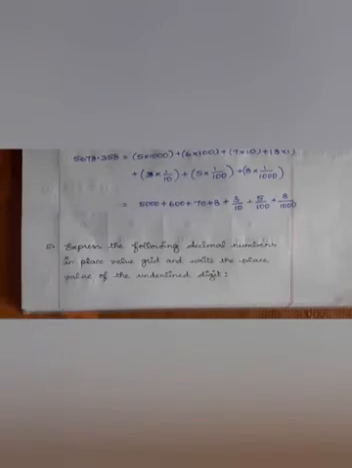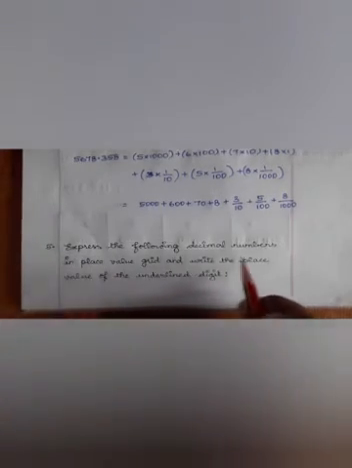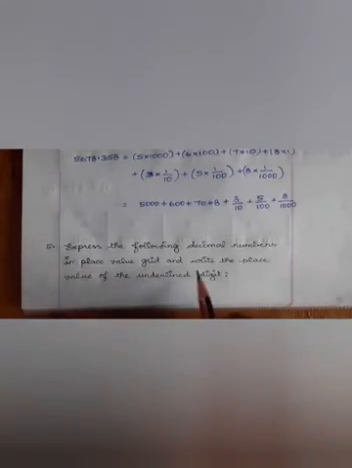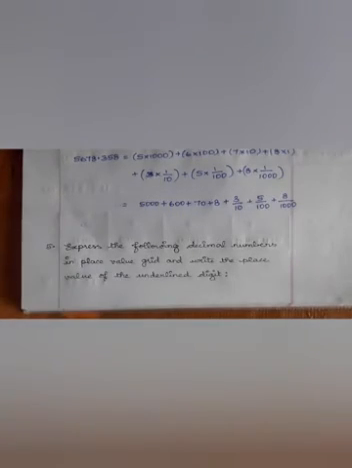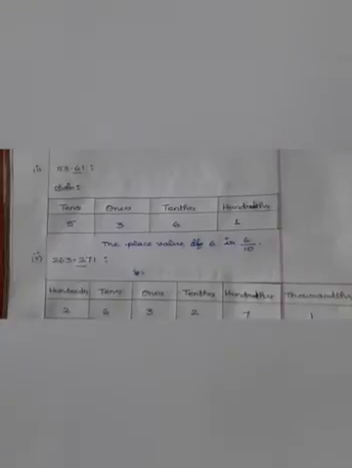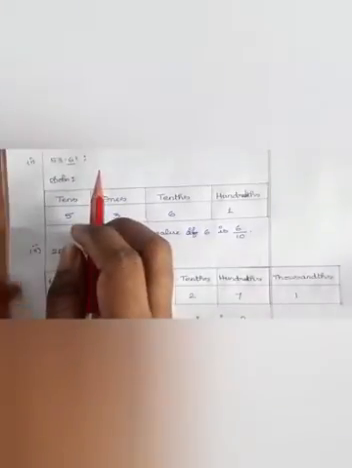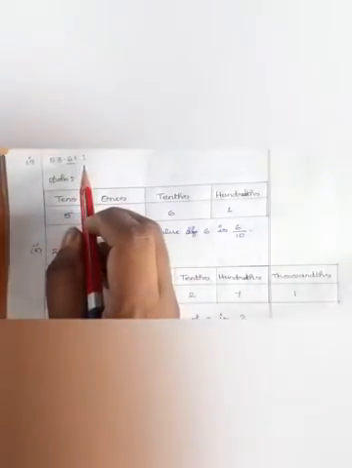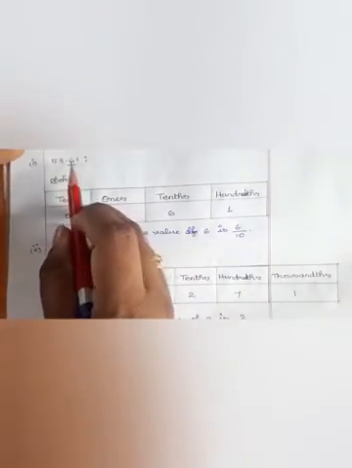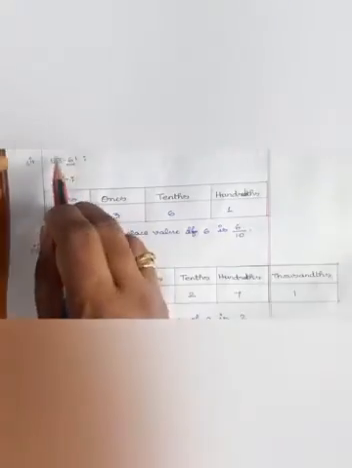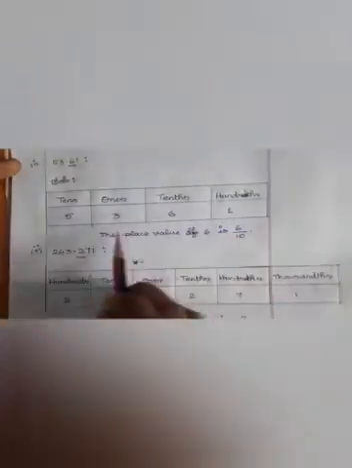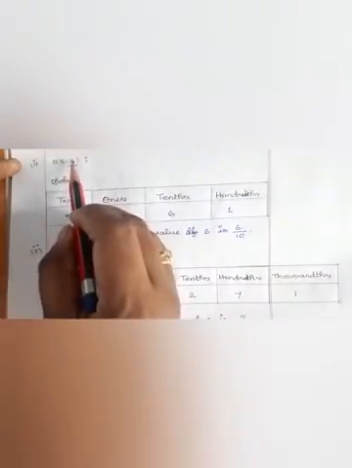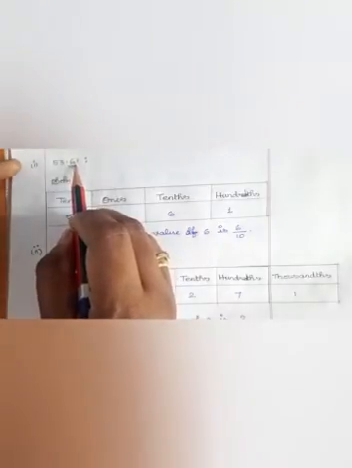Okay. Next, we'll move on to the fifth question. Express the following decimal numbers in the place value grid and write the place value of the underlined digits. So, here we are going to change this number into a place value grid. So, 53.61, 6 has been highlighted. So, we have to place this decimal number in a place value grid. Also, we are going to find the place value of this digit 6.